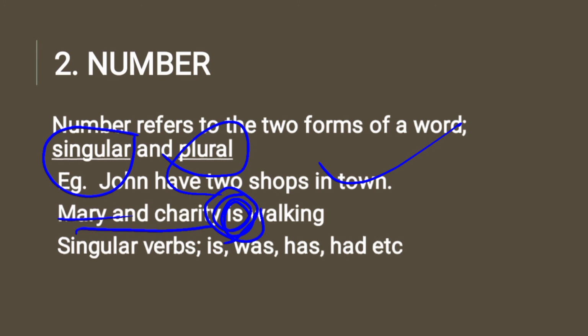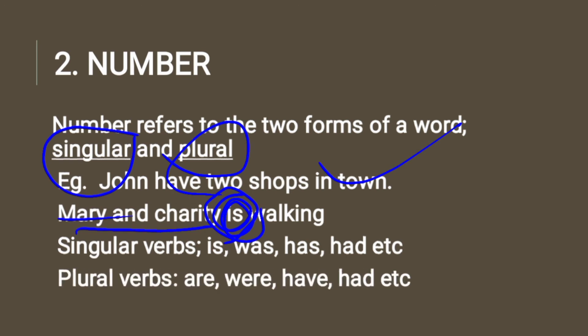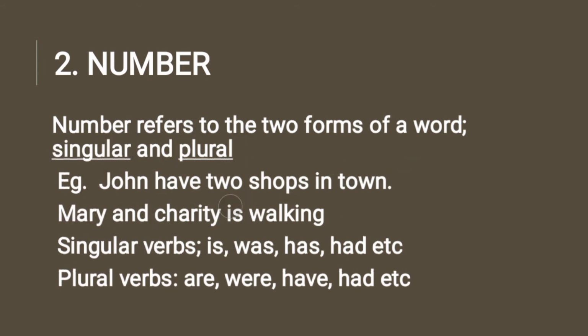Let us look at the rules now. For singular auxiliary verbs, we have is. The past tense of is was. Then the possession, under singular we have has. The past tense of has is had. So John has 2 shops. If it's in the past, we say John had 2 shops.